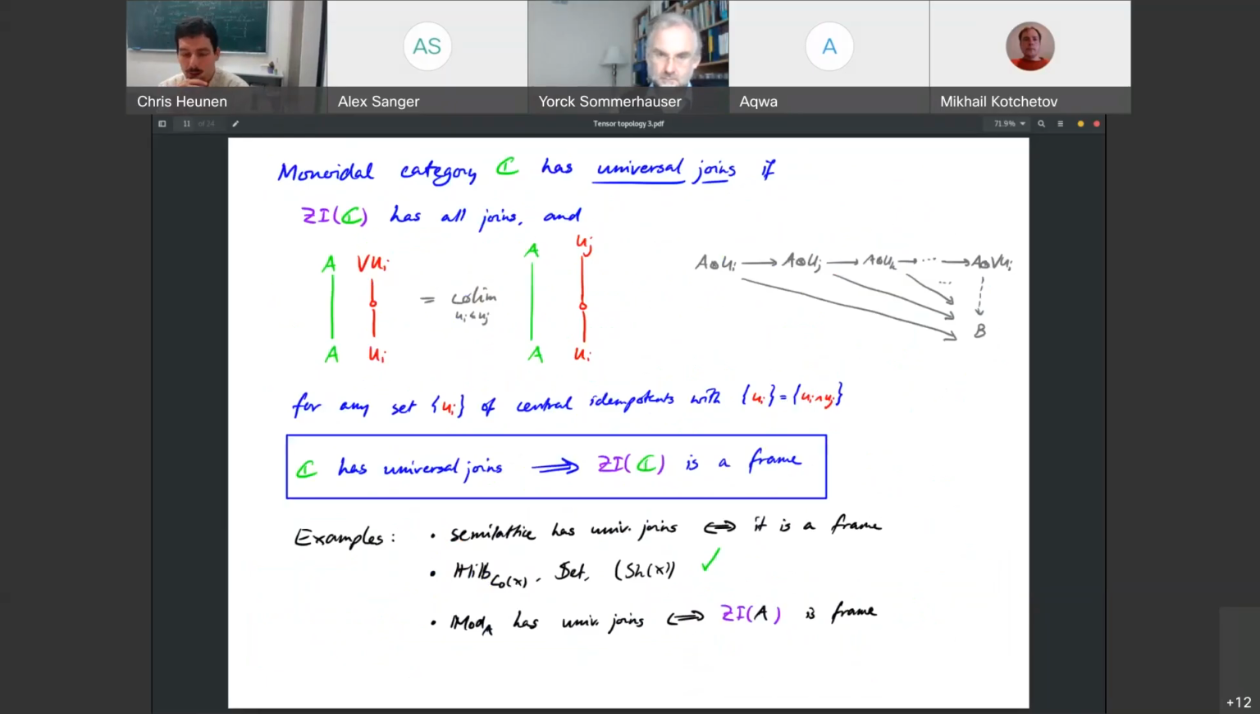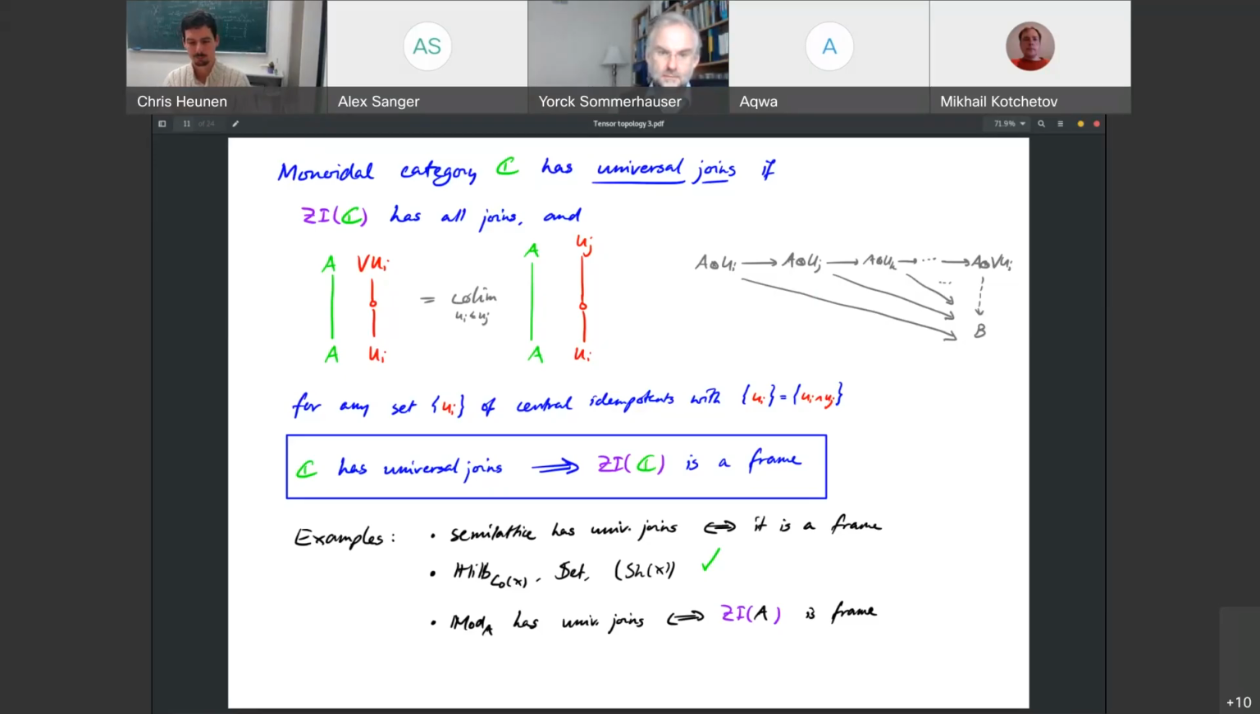If you take modules over a bialgebra, that will have universal joins exactly when the central idempotents of the bialgebra form a frame. I haven't worked that out actually. So if you start with a bialgebra whose central idempotents do not yet form a frame, you can do this completion to make it into a frame. I haven't worked out what happens if you do that. Of course, you can do the formal thing. I can tell you what D of mod A looks like. But if you have that concrete category, some things might simplify, and I haven't looked at it. Sorry, I can't give you a good answer there.